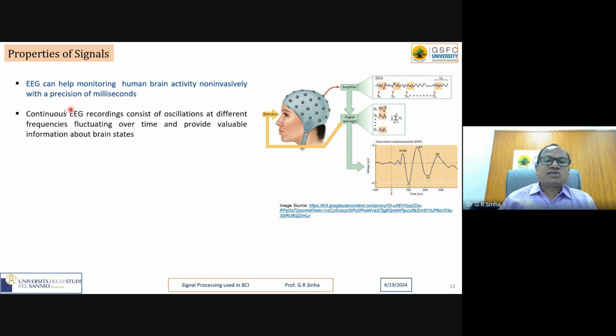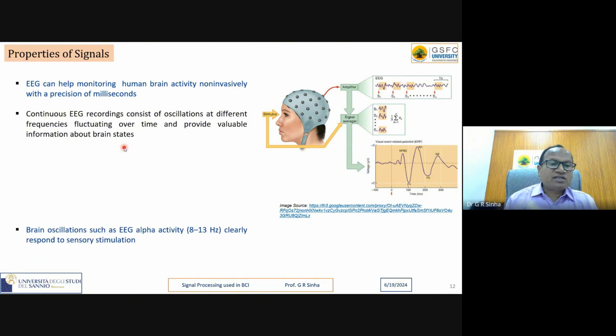The recordings consist of oscillations, because the brain does not generate a single potential. In a continuous manner, it generates the potential. So the moment you say frequency, it means oscillations at different frequencies fluctuating over time, and they provide meaningful information about brain states. What is the state of the brain? What activities is the brain engaged in? All of that is recorded.